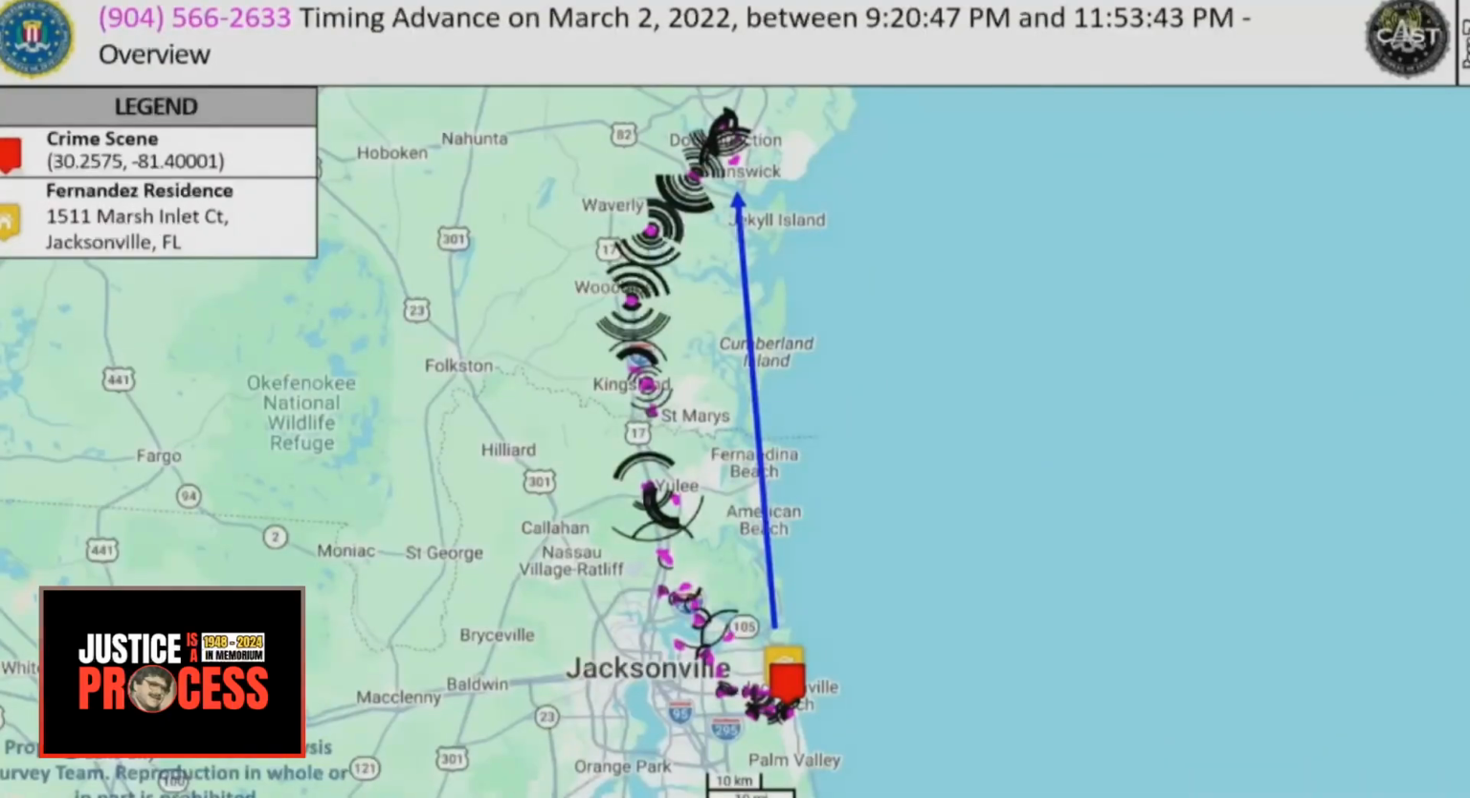The last few slides I'm going to ask you about, you were asked to map some data from Mr. Fernandez's phone for a time period of March 2nd, 2022 through March 6th or 7th of 2022. And can you describe for the jury what we're seeing in these next few slides? So this is a travel overview. It's showing all or the vast majority of the timing events activity, showing the movement of the device north from Jacksonville Beach area to the Brunswick area between 9:20 p.m. and 11:53 p.m. on March 2nd, 2022.